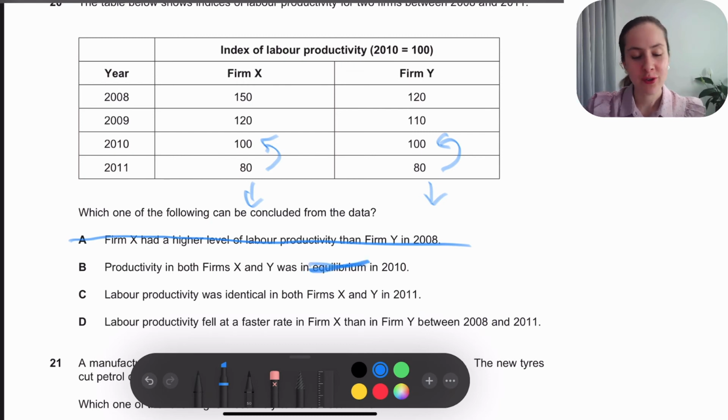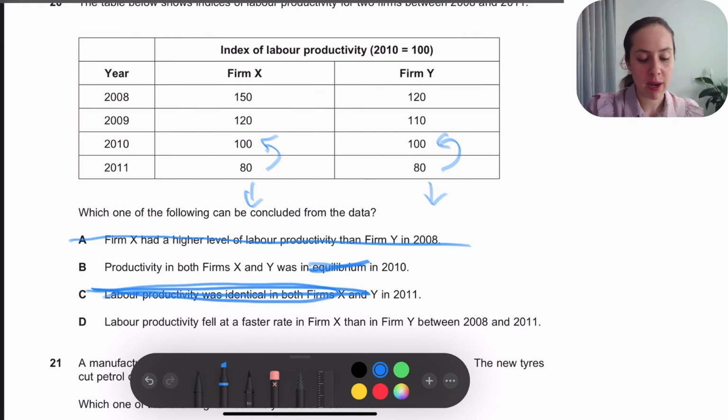There's no equilibrium, we just know the base year, everything's compared to that. So that doesn't look right either. Labor productivity was identical? I can't compare the countries. Labor productivity fell at a faster rate in firm X between 2008 and 2011. I know that's the answer.